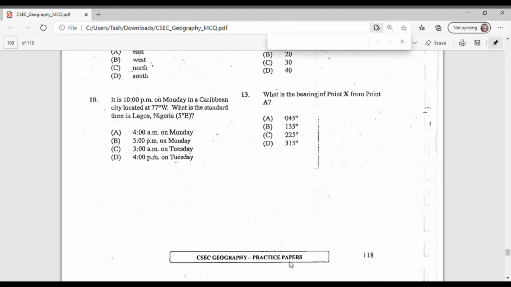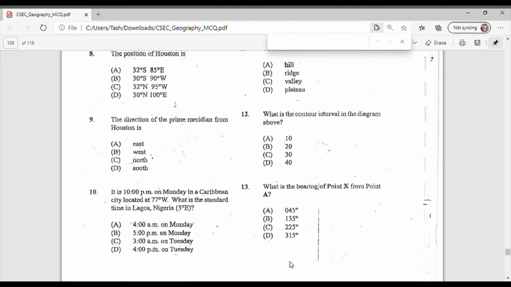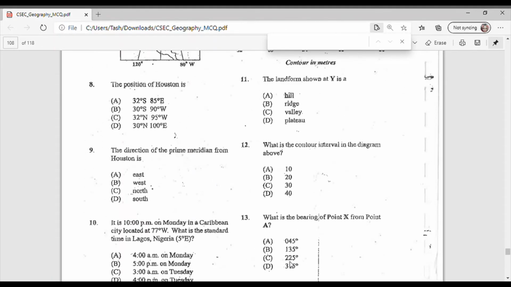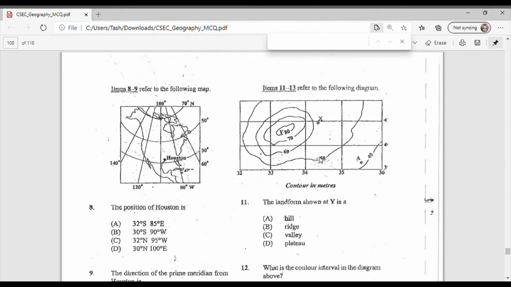Number 13, what is the bearing of point X from point A? So when a question asks for bearing, it means that it is asking for your answer in degrees. So that is like angular bearing. Point X from point A. So this is point X here and it is from point A. So point A is your starting point. You would have drawn your north-south line right here. Connect your 2 points. So this looks close to northwest.